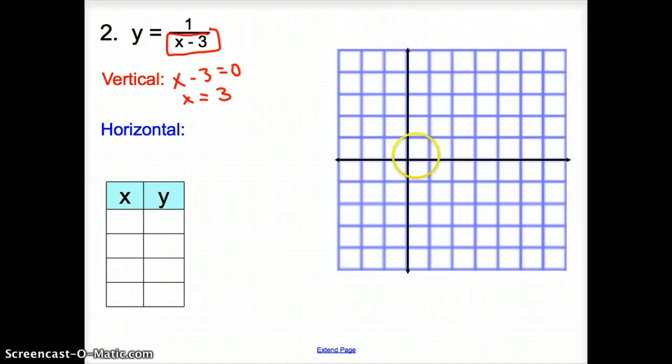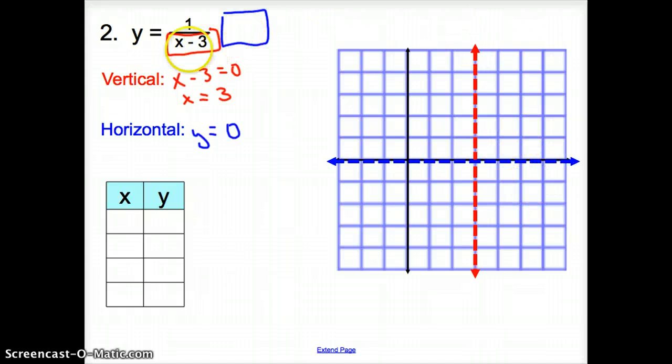So I go over 3 on the x, 1, 2, 3, and I draw my vertical asymptote represented by my red dotted line. Now my horizontal asymptote is whatever is added or subtracted. Do we have anything added or subtracted there? No, we do not, so y equals 0. So where do we draw that line? Well, we draw it right where y is 0.